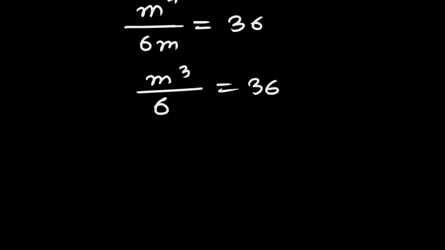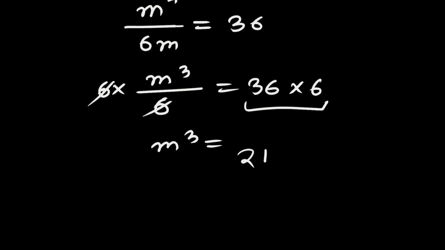To remove the denominator, we multiply both sides of the equation by 6. The reason we do this is because multiplying both sides by the same non-zero number keeps the equation balanced. 6 on the left cancels with the denominator, giving us m cubed equals 6 multiplied by 36, which is 216.